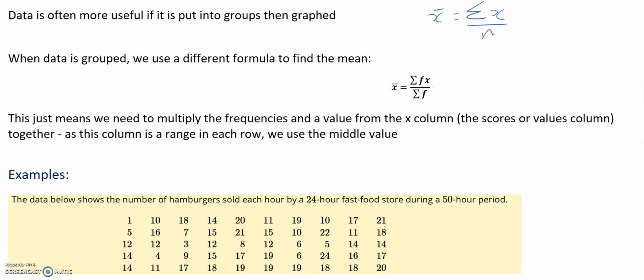So therefore, we're going to learn a system where we are going to put them into groups. Now, we're going to come to that a little bit later. That is the formula that we need to use to find the mean for grouped data. To do that, there's a different system involved, and that's what we're going to go through in this example. So let's have a look at this example.